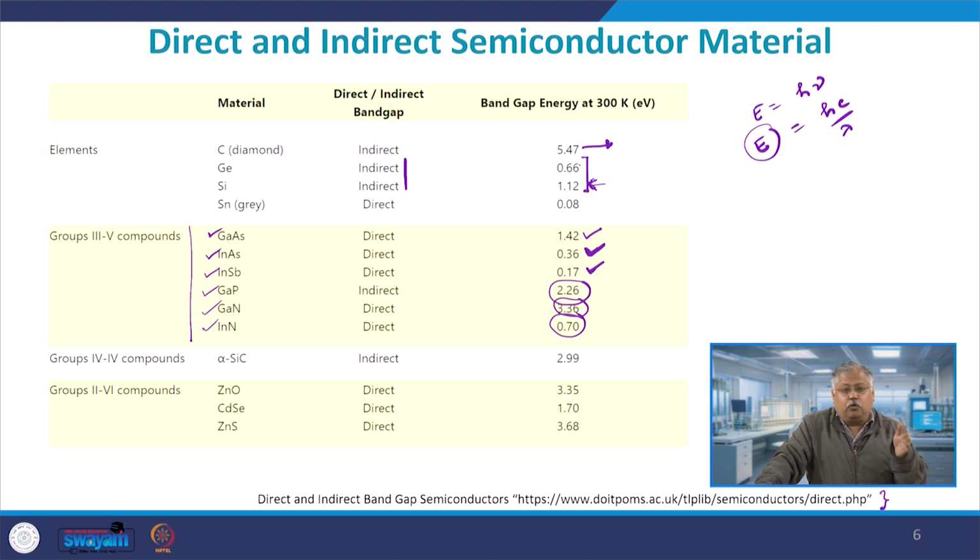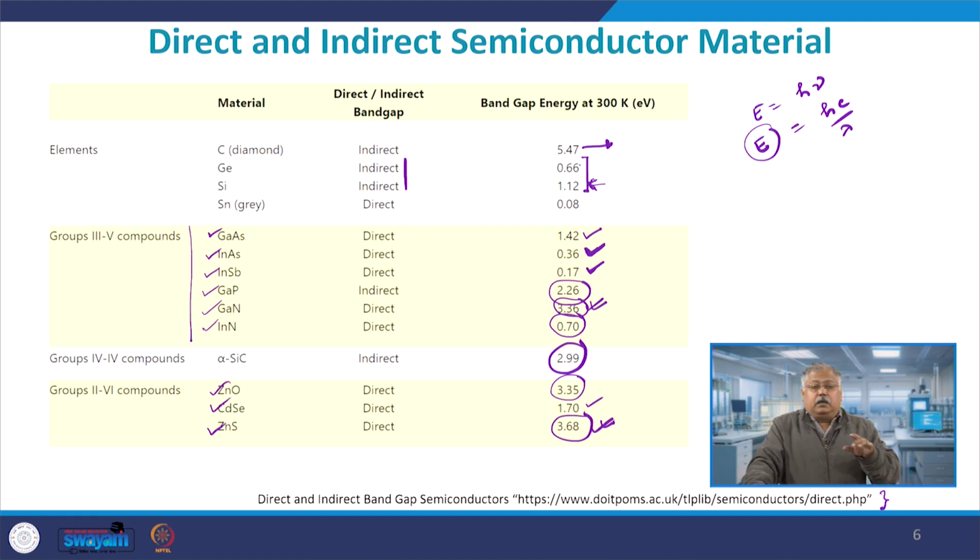If you are looking at group 4, say for example, silicon carbide, it is basically an indirect band gap material with 2.99 electron volts. If you take group 2-6, I have zinc oxide, cadmium silicide and zinc sulphide with band gaps of 3.35, 1.17, 1.70 and 3.68. Now, quite interestingly, the zinc sulphide band gap is very close to gallium nitride, so we can say that we can interchange gallium nitride with zinc sulphide.